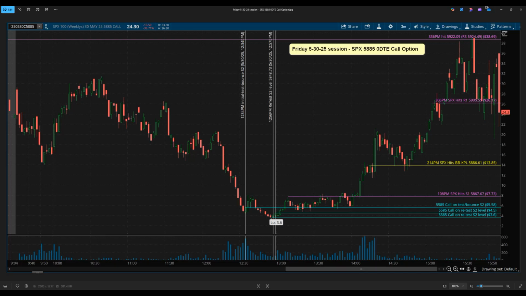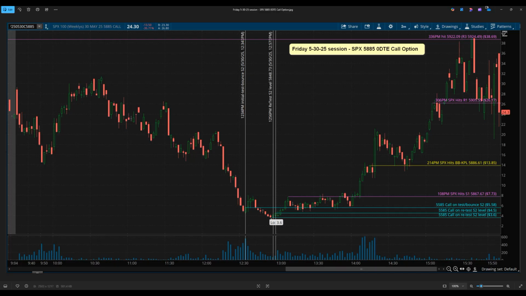So if your reaction time was kind of slow, you could also look at it like you had 1, 2, 3, 4, 5 candles right here that you could have jumped in at a price that was still below what that initial bounce price was, back after we got out of the 5885 puts.